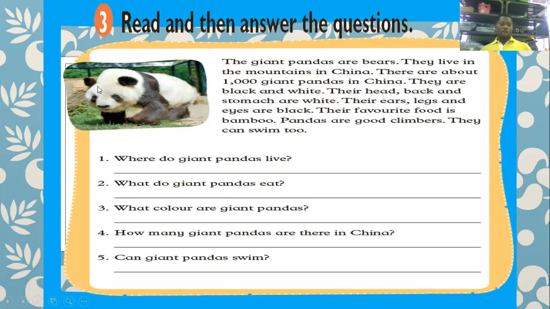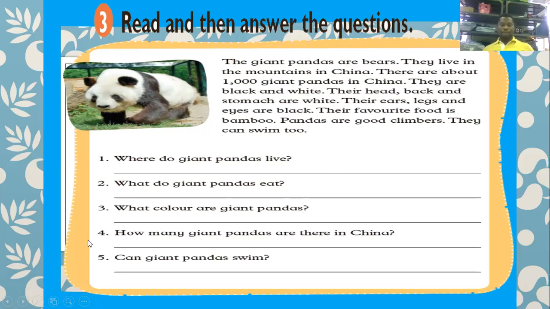All right. Number 3, what color are giant pandas? Read and repeat after me. What color are giant pandas? They are black and white. Repeat after me. They are black and white.